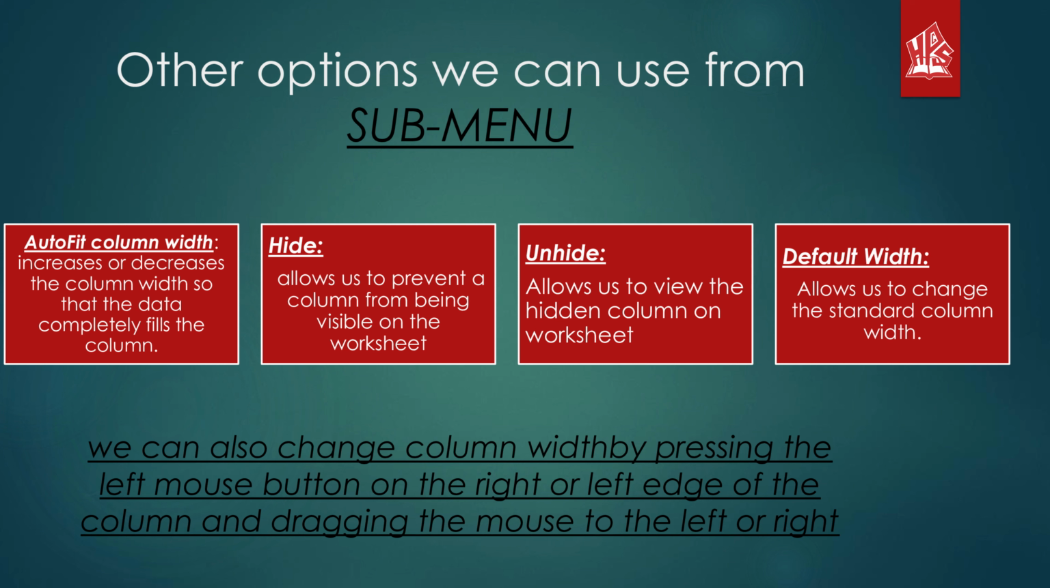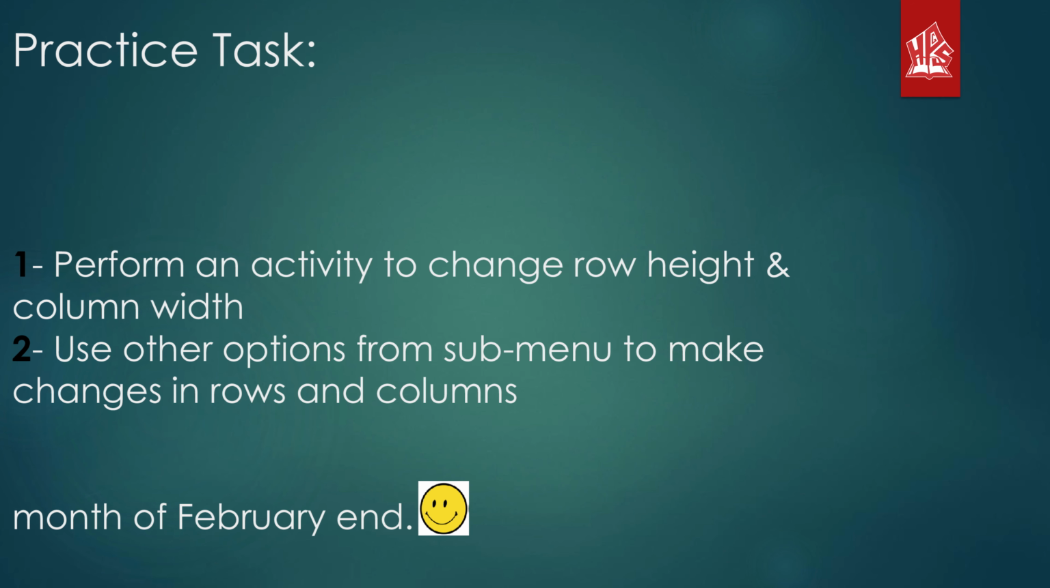We can also change column width by pressing the left mouse button on the right or left edge of the column and dragging the mouse to the left or right as per our requirement. At the end of the explanation, we have some practice tasks. Number 1: perform an activity to change row height and column width. Number 2: use other options from the submenu to make changes in rows and columns. Thank you.